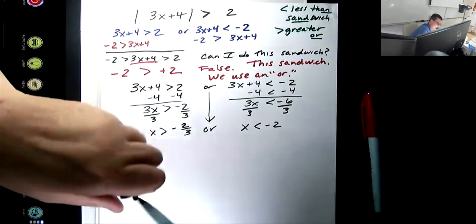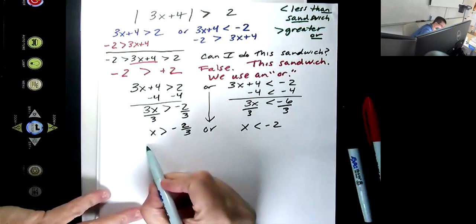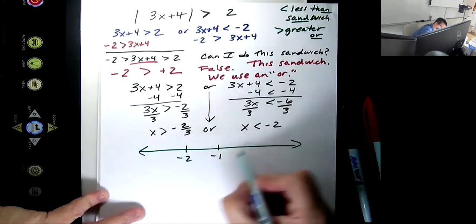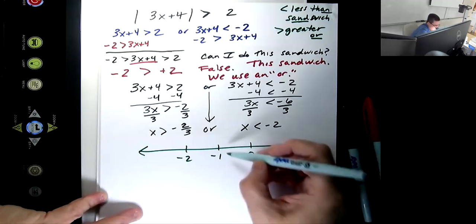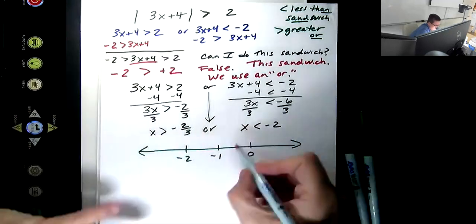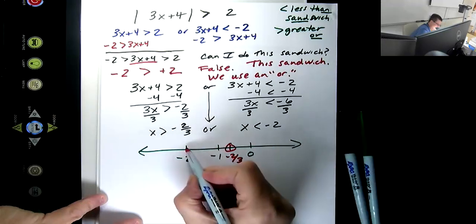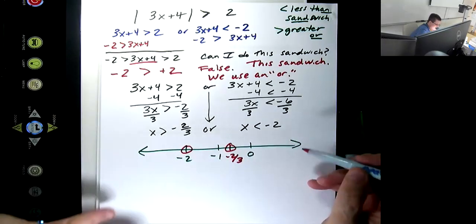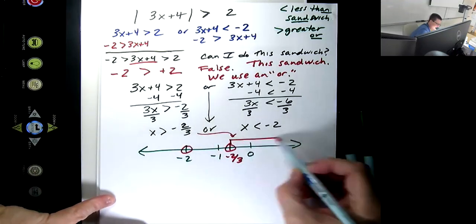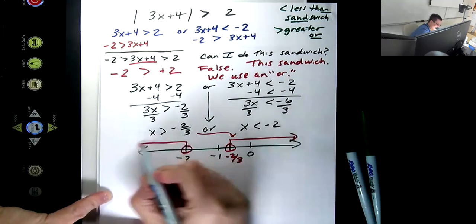So if we put this on a number line, -2/3 is right about here. It's -2/3. -2 is here. It says x is greater than -2/3, which goes this way. x is less than -2 goes this way.